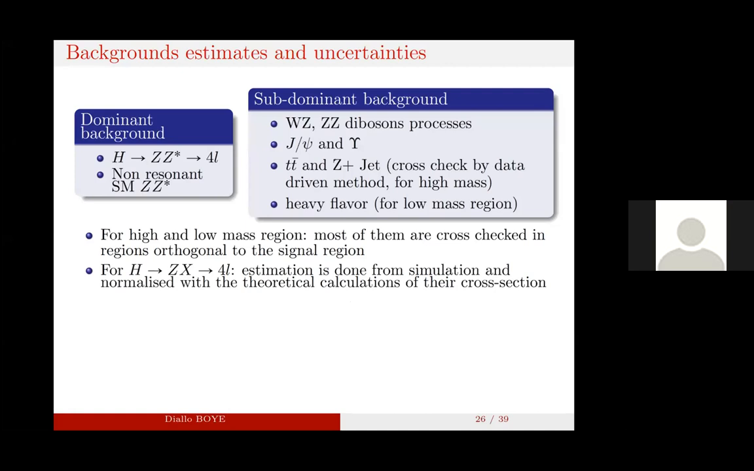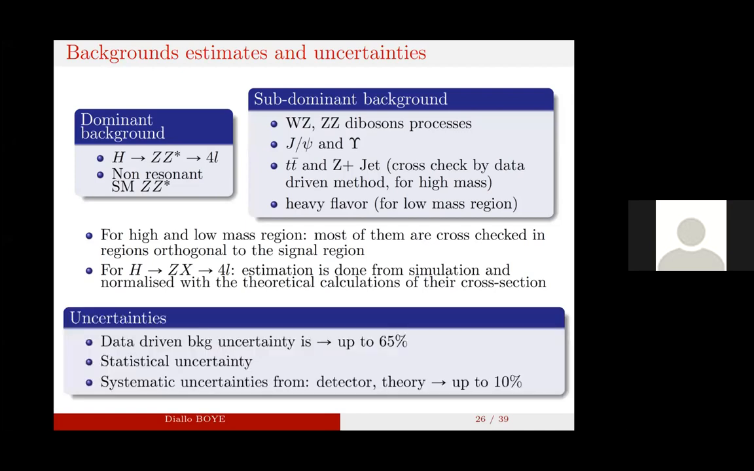And for high mass and low mass, we define what we call a validation region, defined such that it is orthogonal to the signal region. And for ZX, the estimation is done from simulation and normalized with the theoretical calculation of the cross section. And the uncertainties, the systematics, are almost the same.